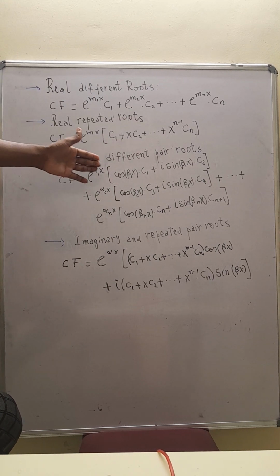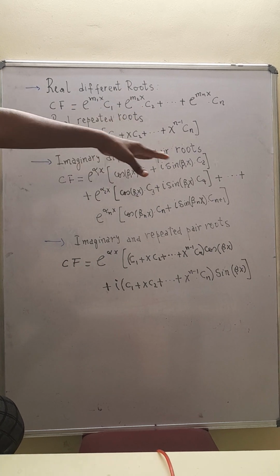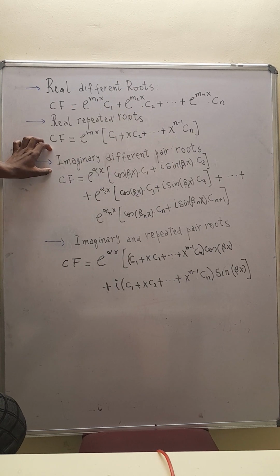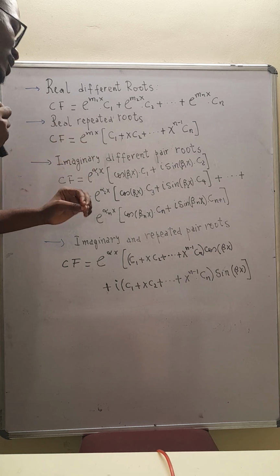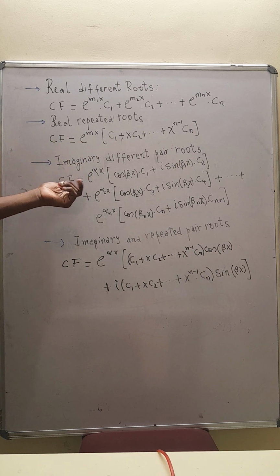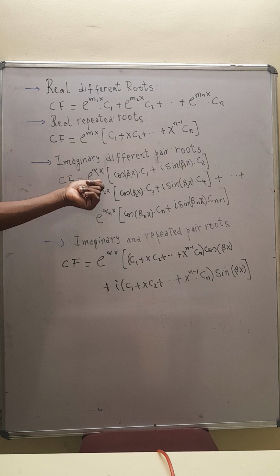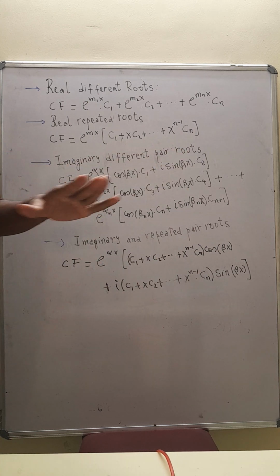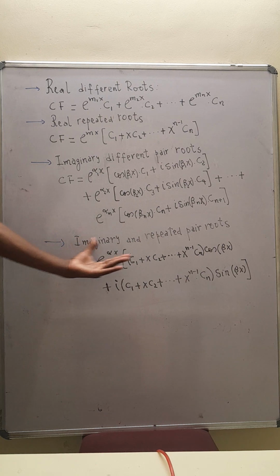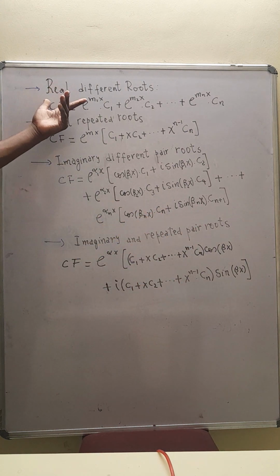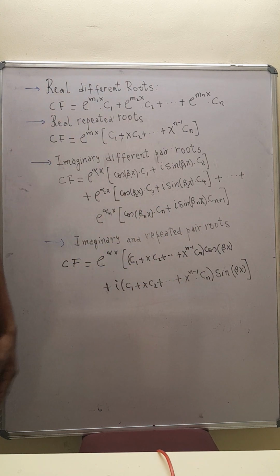Then imaginary different pairs. When the solution is imaginary, and we know imaginary number solutions are always in pairs, just like this. Then we find what is CF, and CF for this one will be this. It is already demonstrated in the previous video. Then for this one, just by analyzing what we did before, this can be checked easily.